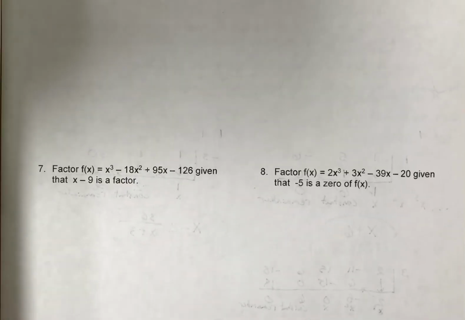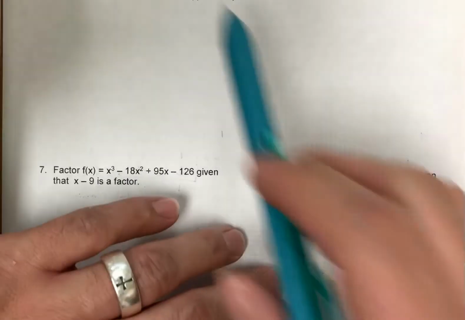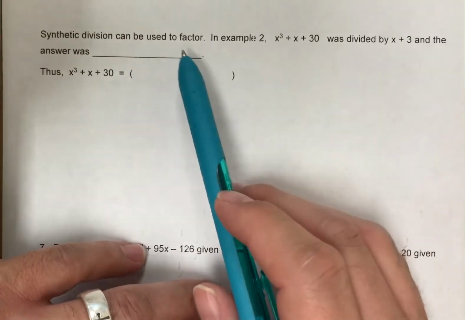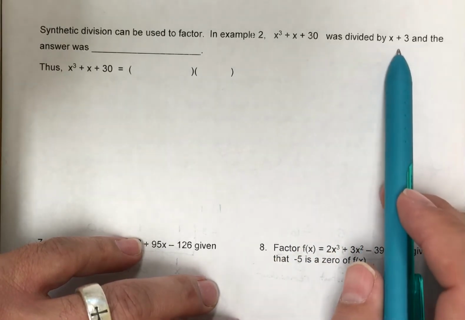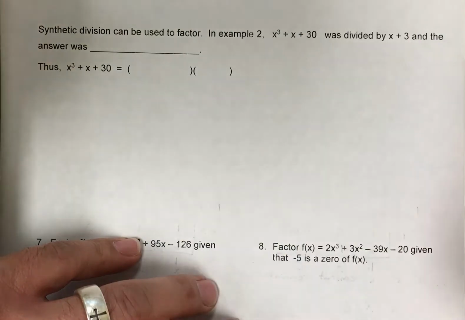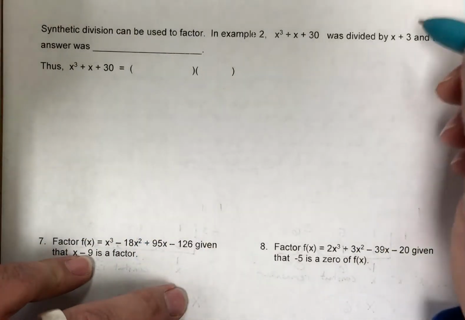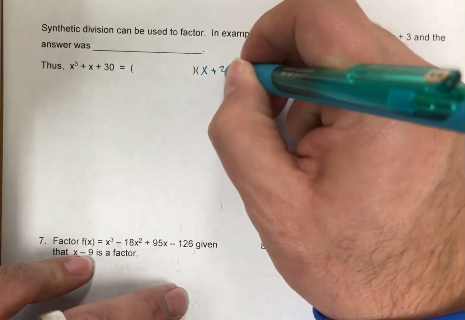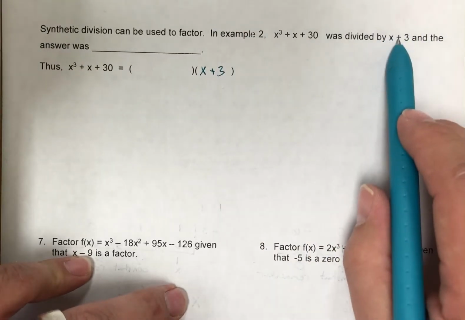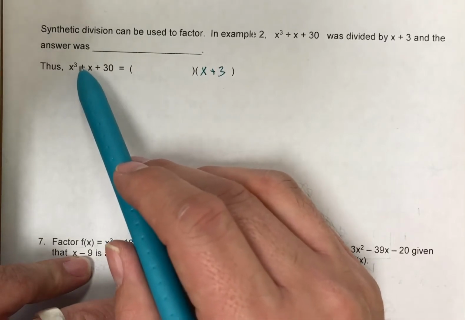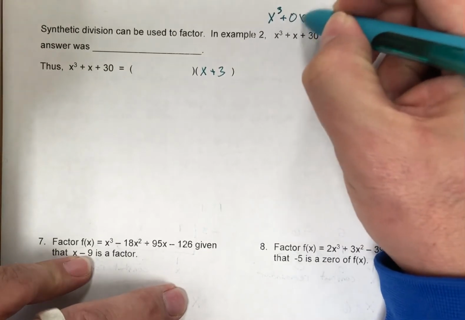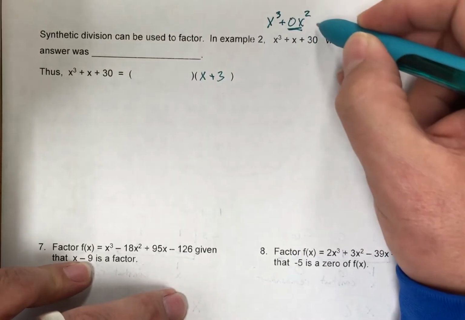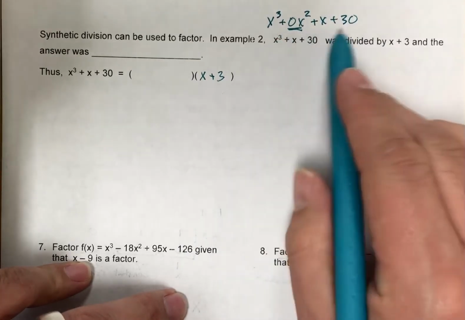If we flip it over on the back, it says synthetic division can be used to factor. In examples, we have this right here was divided by this, and the answer was something. So if I wanted to factor this, I know that one of the factors is this because that's what we're dividing by. And again, here we're missing the x squared term, this term right there, and I'm going to use that for the synthetic division.